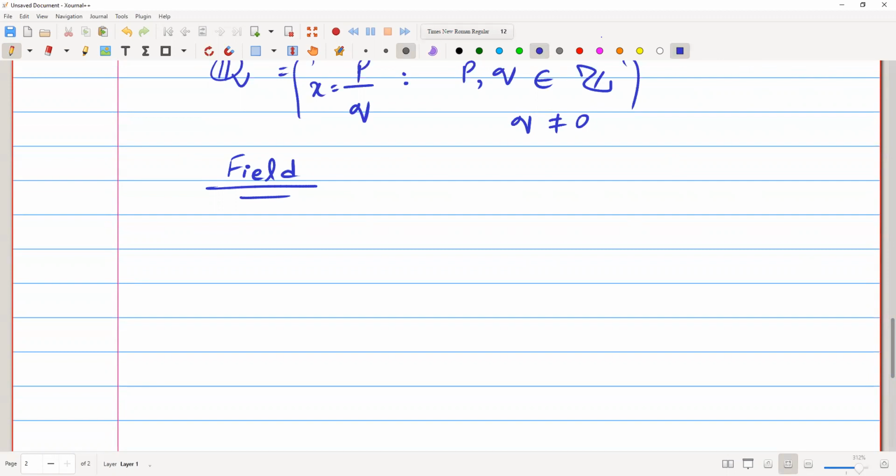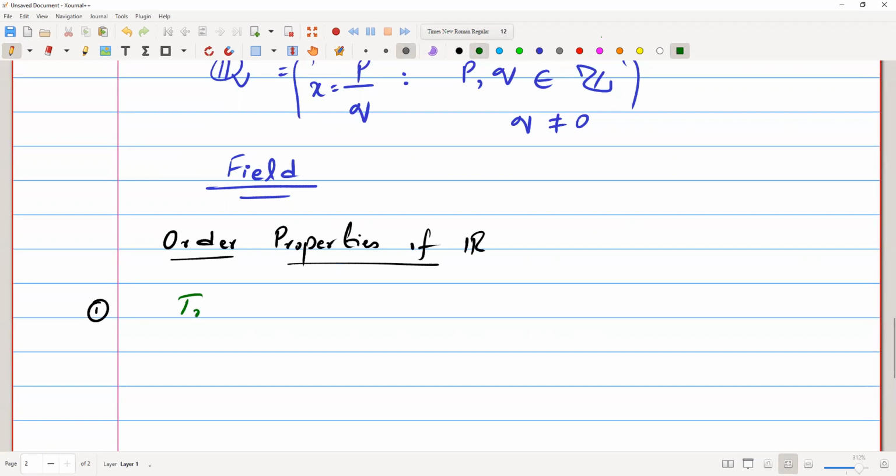it's a field. Now the second property that we call the order properties of R. So what actually are the order properties of R? Now we will check the order properties of R. So number one property is trichotomy.